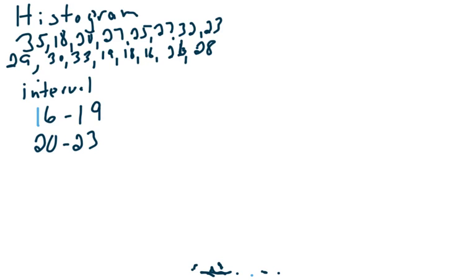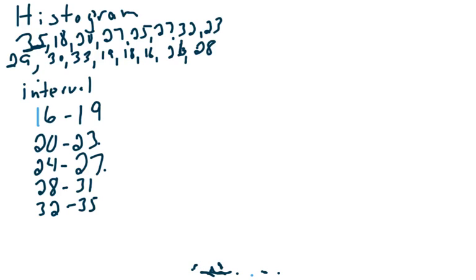From 16 to 19 is a group. And if you count the numbers, 16, 17, 18, 19, it's four numbers. From 20 to 23 is also four numbers. Your intervals always have to be the same size. So after 23, I have to start at 24. My next group is from 24 to 27, then 28 to 31, and then from 32 to 35. I'm stopping at 35 because my biggest number is 35 up here.